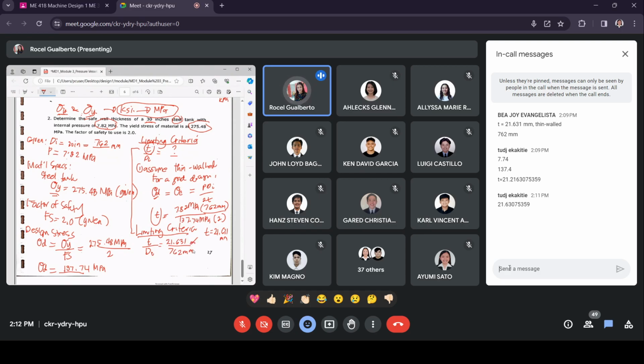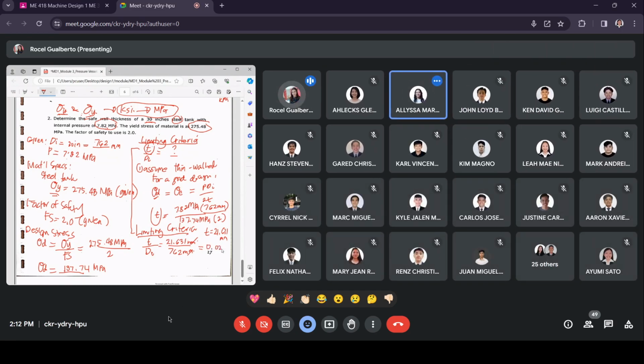Okay, so both in mm, so you can cancel them po, giving us T over D sub I equal to what? 0.0283 po. 0.028. Now, you look at the value. So since the value of T over D sub I, you are sure this is less than 0.1. 0.028 is less than 0.1.